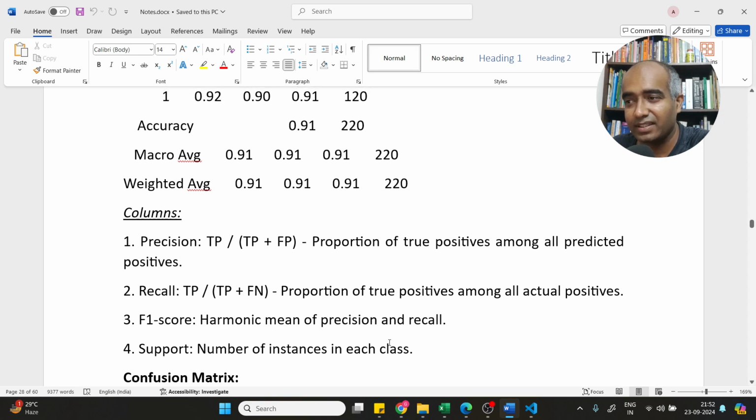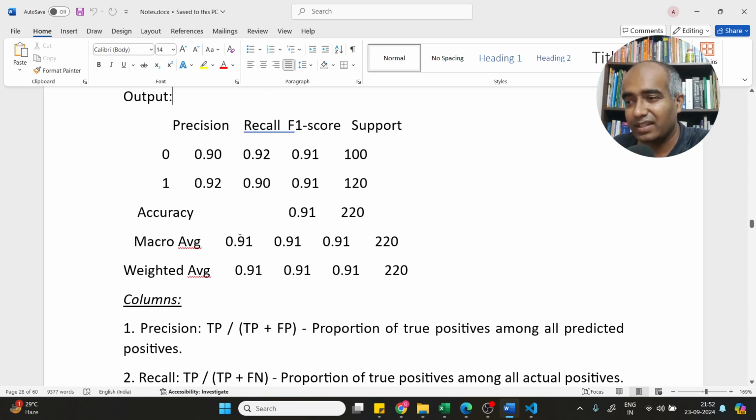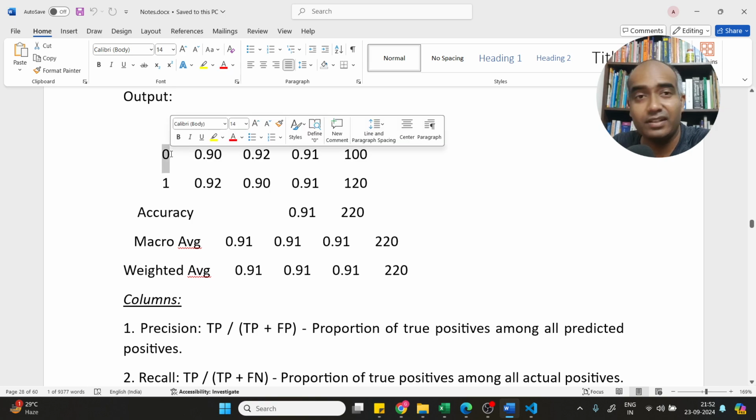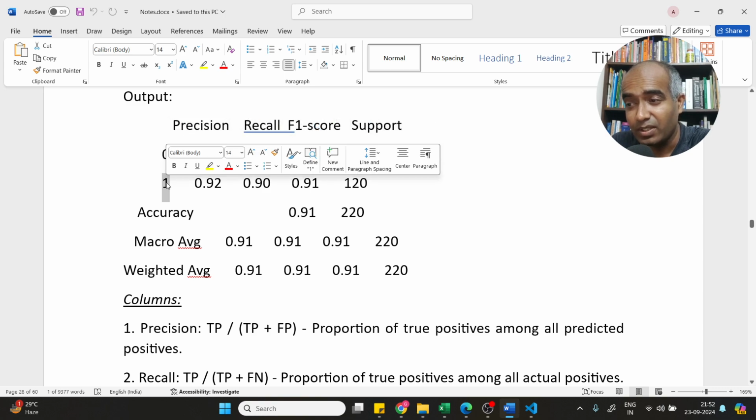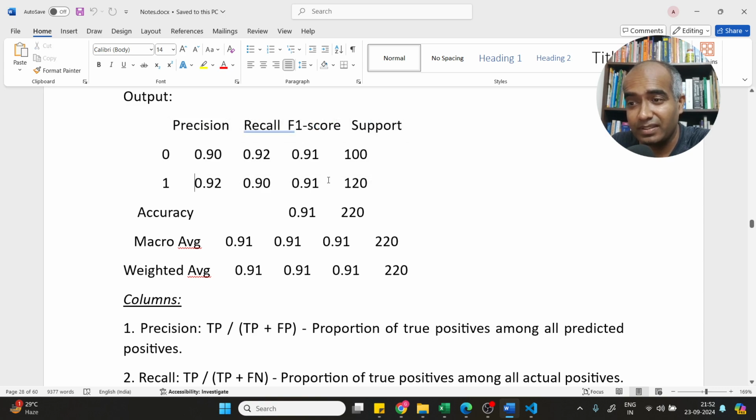So there are different classes. The first class is the zeroth class, which means sentiment zero, meaning neutral, and the other one is sentiment positive. So for the positive class, what is the precision, what is the recall, what is the F1 score, and what was the size of the data?